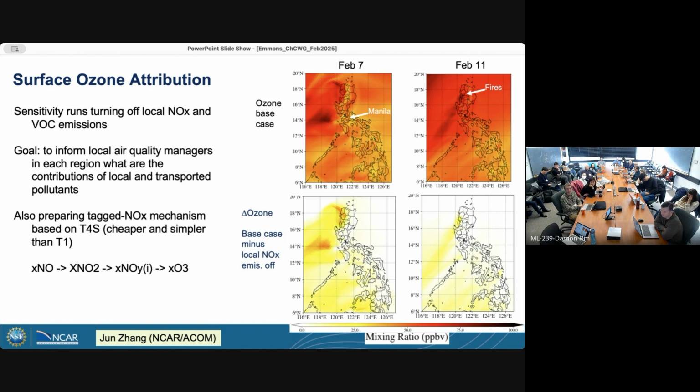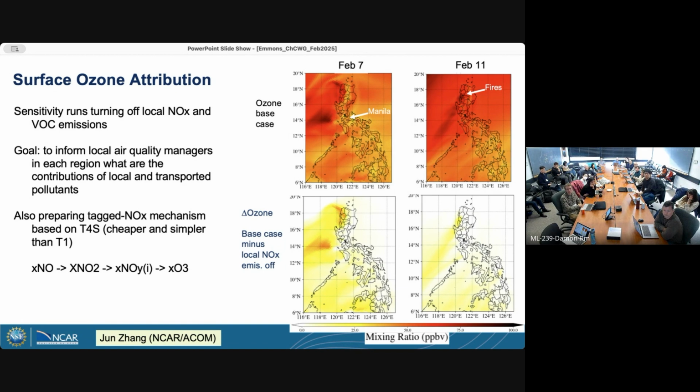There can be transport of pollution from China. As you see between these two days, just four days apart, we have very different ozone amounts in the background that affect what the Manila air quality is. But in general, there's not a lot of other sources.